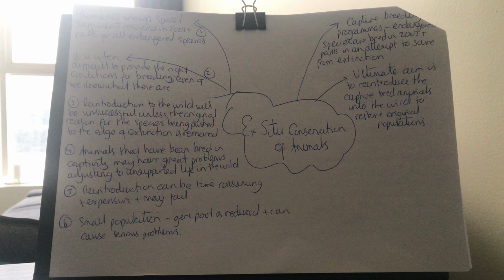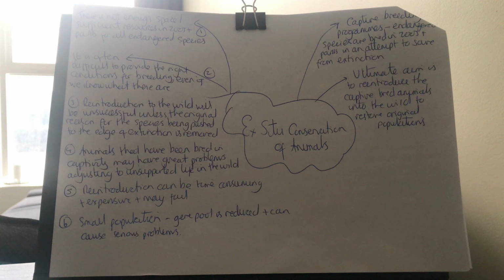So in terms of the captive breeding program, there is not enough space or sufficient resources in zoos and parks for all endangered species. So every single endangered species out there can't be in a captive breeding program because there's only so much room, there's only so much money in the world. So zoos and parks tend to have to pick what animals they want to exhibit and have in their breeding programs. So it's not a fix-all for every single organism.